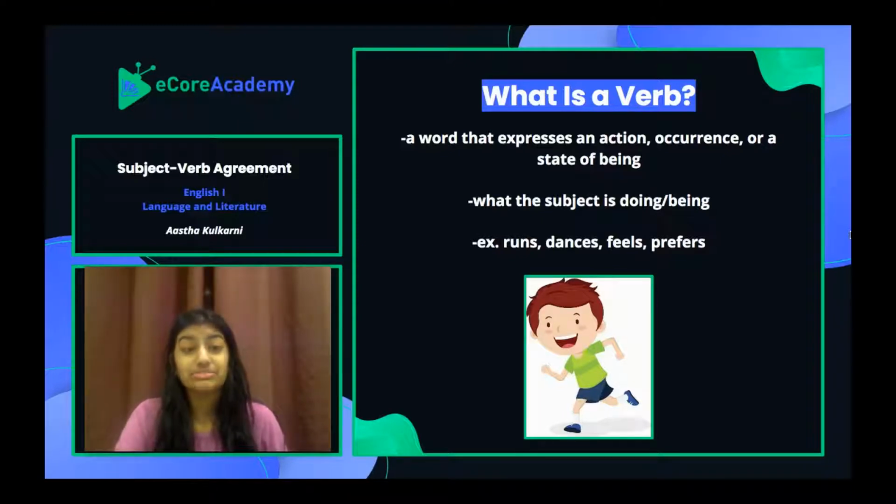And then again, we just have some simple examples. You've probably seen these in a grammar lesson before: runs, dances, feels, prefers, all great verbs.